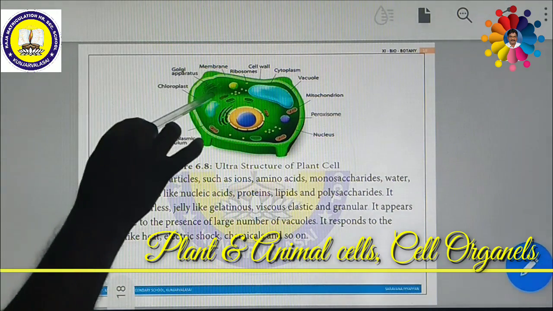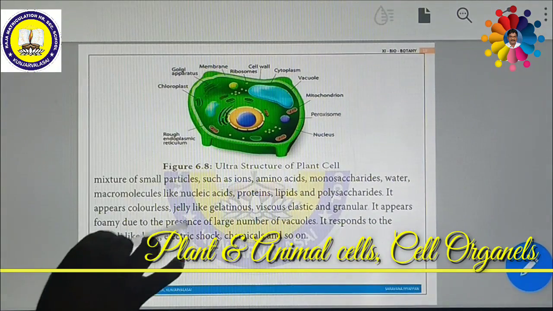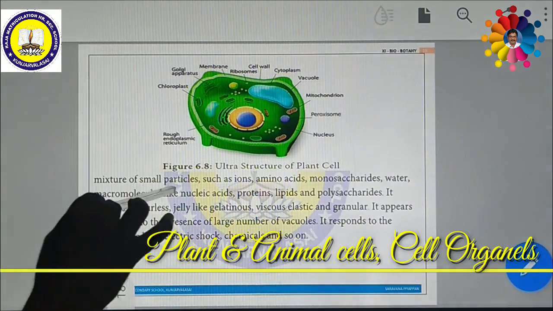Another body is called Golgi apparatus or Golgi complex. These are present inside the cell.